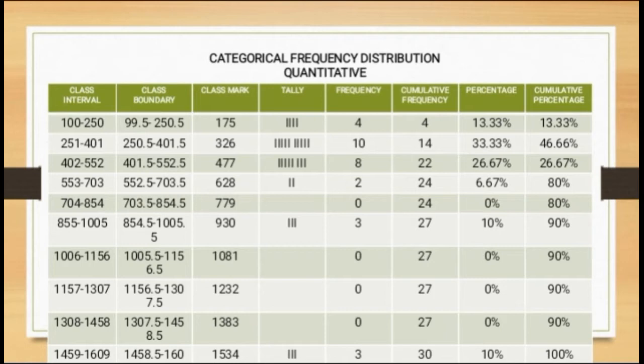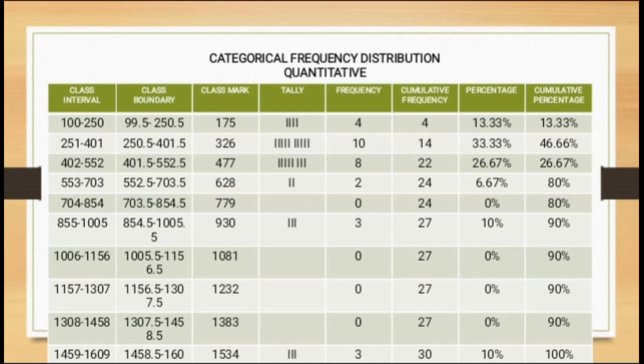Our class interval here starts at 100, since it is our minimum value, and our maximum value is 1,500, as well as our approximated class width or ACW, which is 151. So we start at 100, then 100 to 250, 251 to 401, 402 to 552, and so on until the end, 1,459 to 1,609. So our next is class boundary.